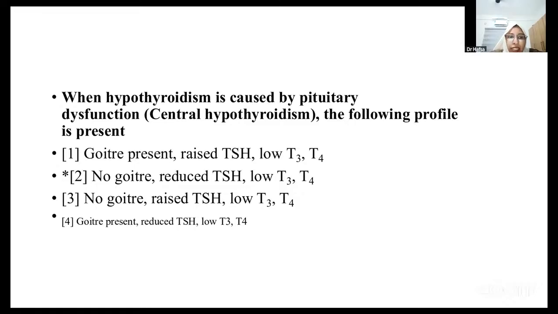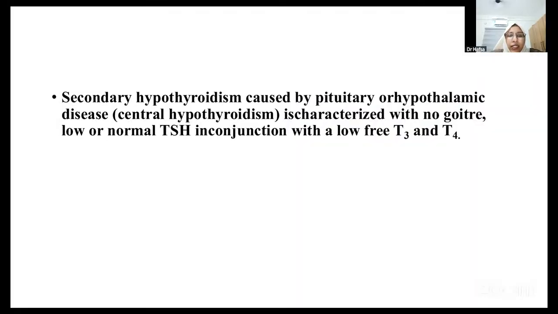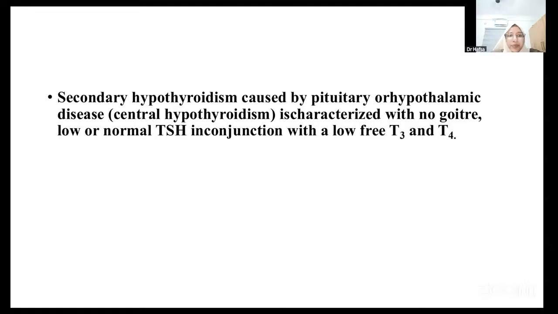The following profile is present here: no goiter, reduced TSH, and low T3 and T4 levels are seen. This will be the answer. So this is the explanation. Here I just put another slide to make you understand secondary hypothyroidism is also important. You just go through the theory part of secondary hypothyroidism also.